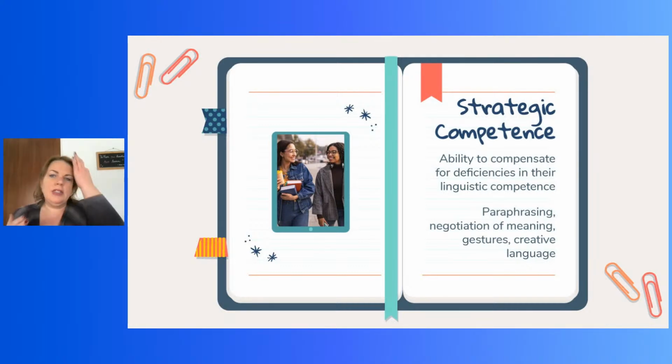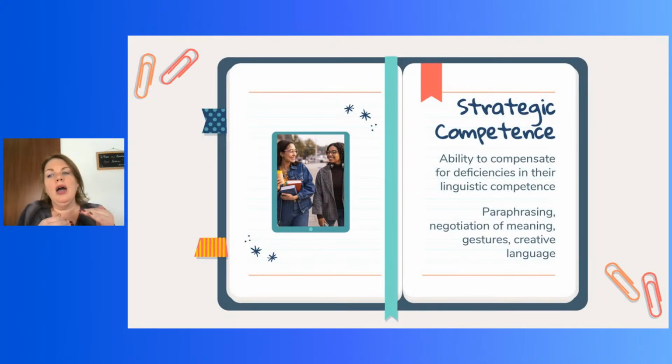Okay, so let's imagine we have the case of a student who doesn't know the word wallet in English. They just don't have that word in their lexicon, okay? And they're talking to someone and they say, "Oh, yes, I remember last year I lost my... what is that? How can we describe a wallet?" If we don't have the word for wallet in our vocabulary, we can say the thing where you put money, credit cards, a picture of your dog, etc., right? We can describe that thing. This is part of strategic competence.